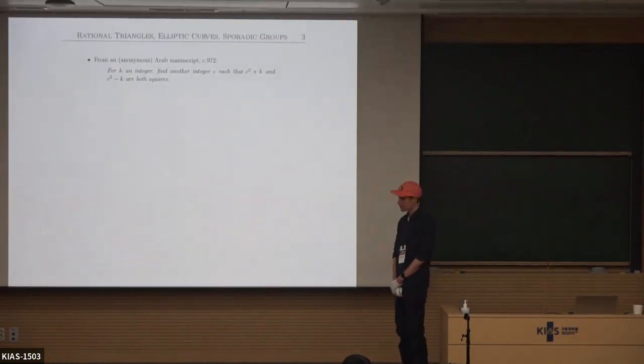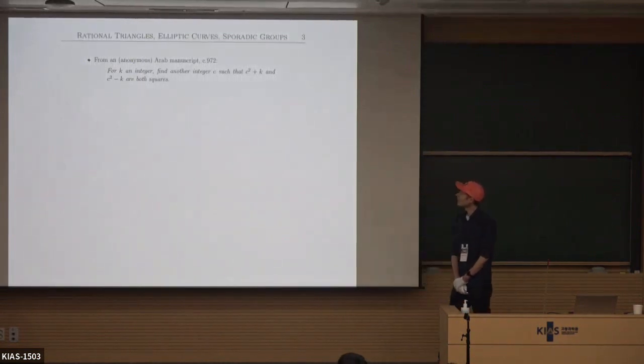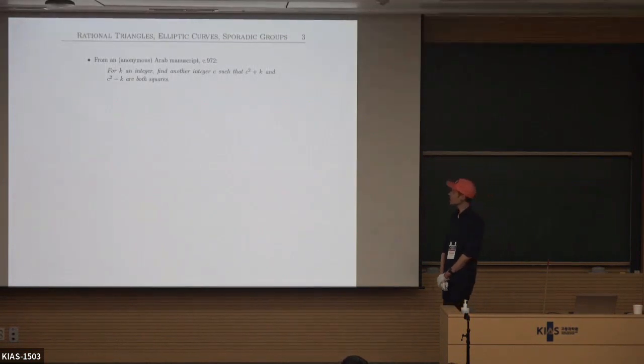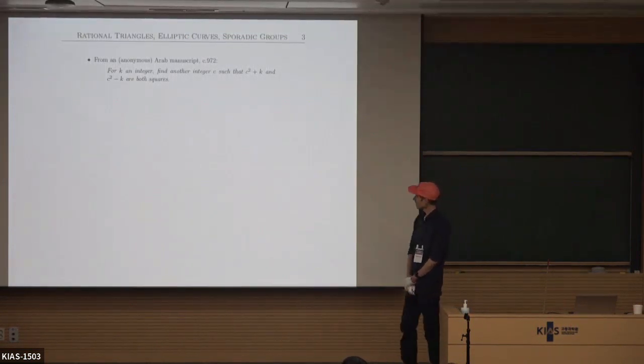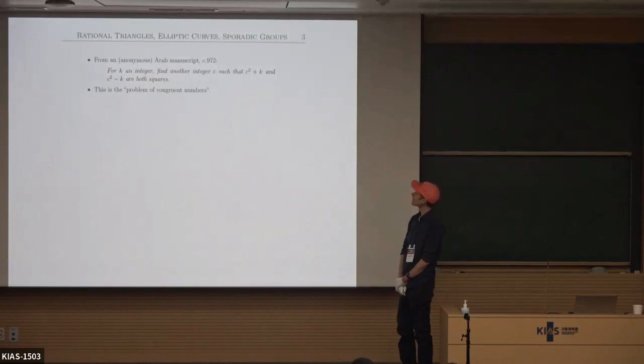So stepping back in history a little bit, 1,000 years or so, there's an Arab manuscript which poses this problem. For a given integer k, find another integer c such that c squared plus k and c squared minus k are both squares. Okay. So this has been called the problem of congruent numbers.